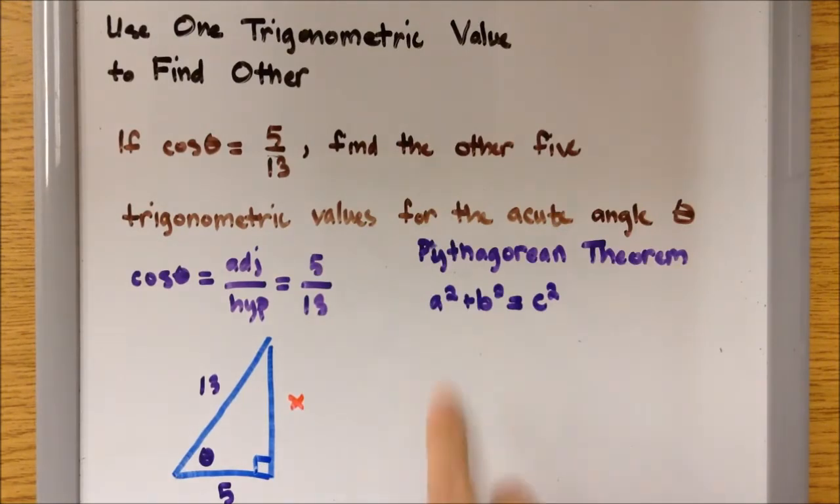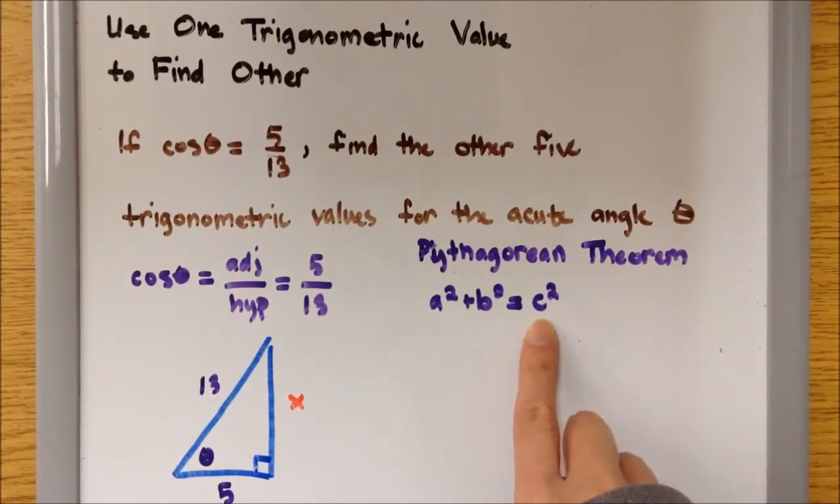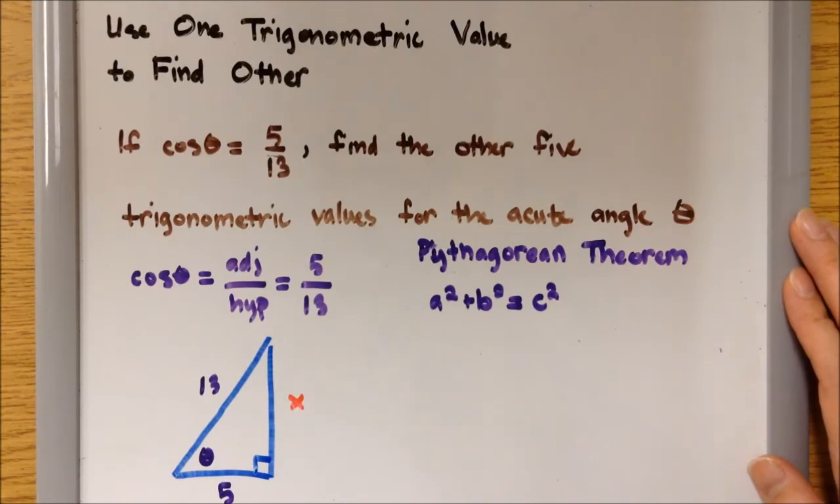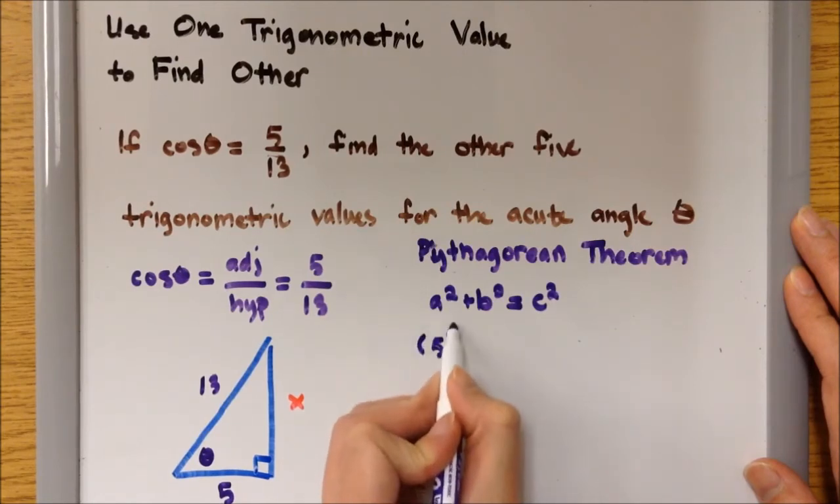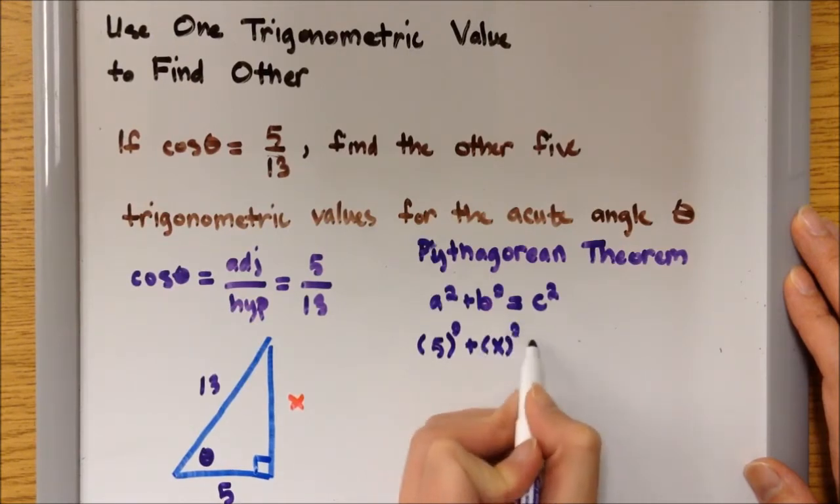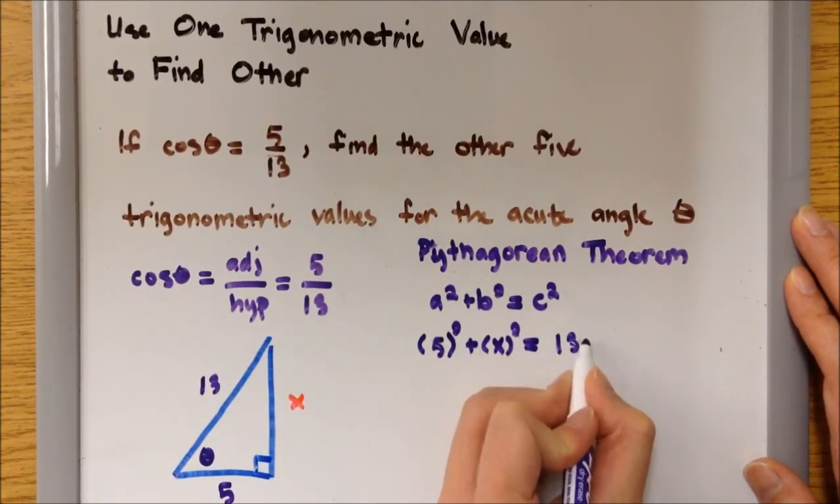In this example, a squared is usually the shortest side, but it doesn't matter if we're looking for one of these sides here. And we know that c is the longest, the hypotenuse side. So I could use 5 for a, or I could use 5 for b, and then I use x for the other letter. Let's say we use 5 for a. That means 5 squared plus, and I'm going to use x for b, so x squared equals, and remember c is always the hypotenuse, the longest side, so 13 squared.